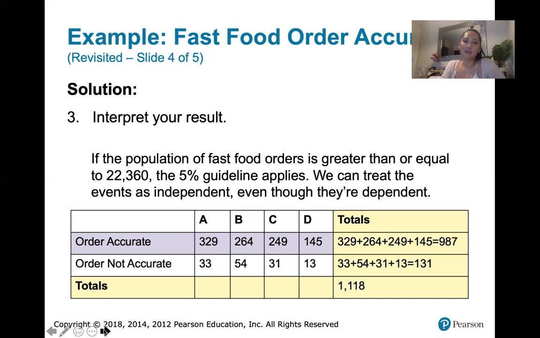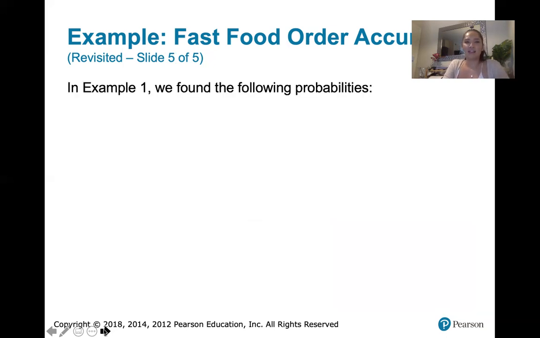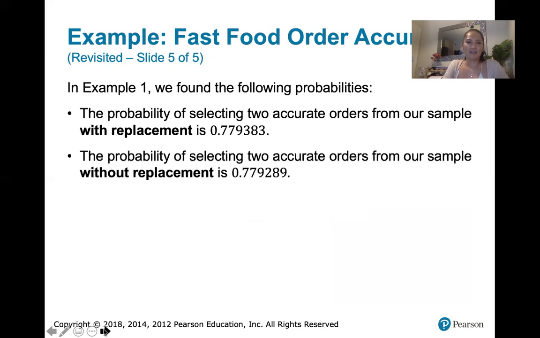Well, I guess the population of fast food orders is definitely greater than 22,360. There are a lot more fast food orders than that in the world. That's my understanding of this 5% rule anyway. So I think that 5% guideline applies, and we can treat the events as though they're independent, even though they're dependent. Now, I always like to compare.